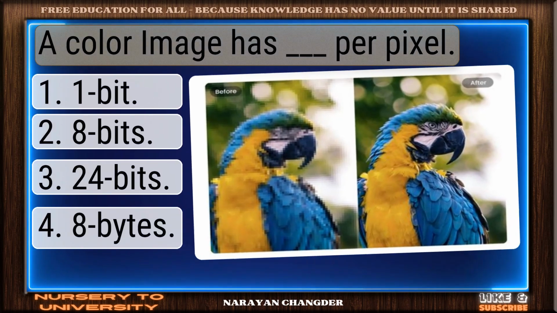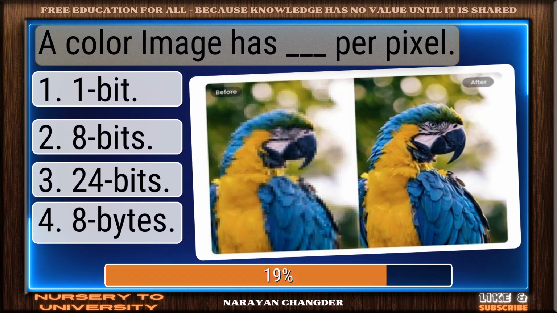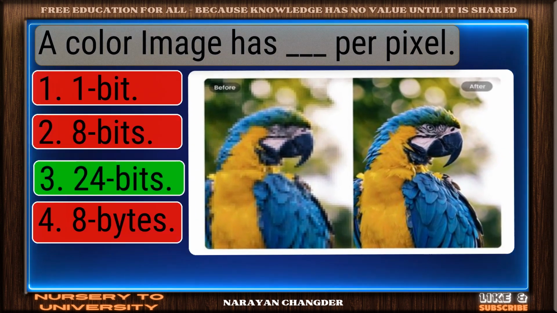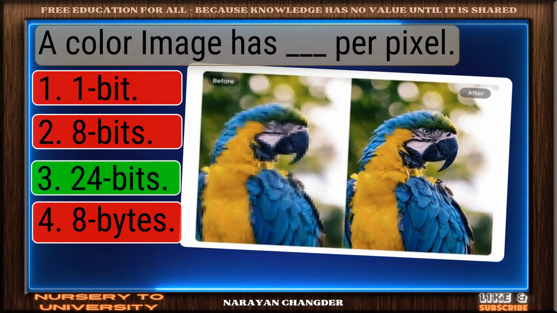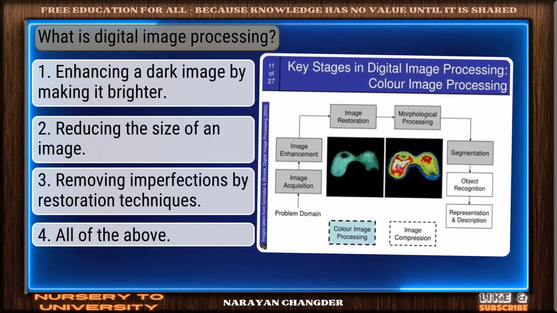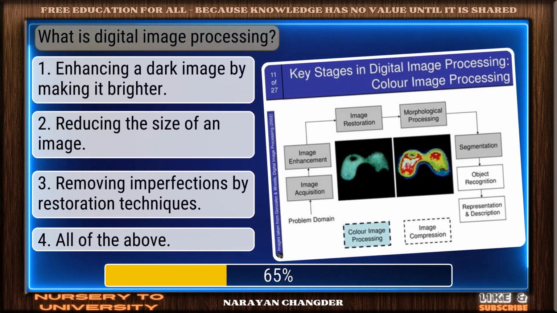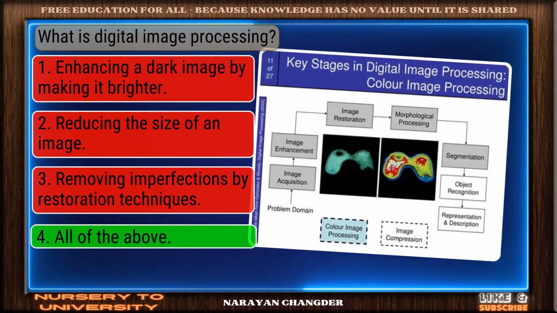Question number 70. A color image has dash per pixel. Exactly. 24 bits makes sense, and it is right choice. Question number 71. What is digital image processing? Well done. All of the above is the right choice.